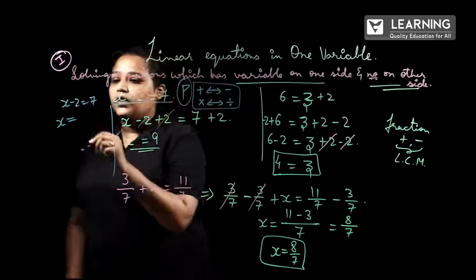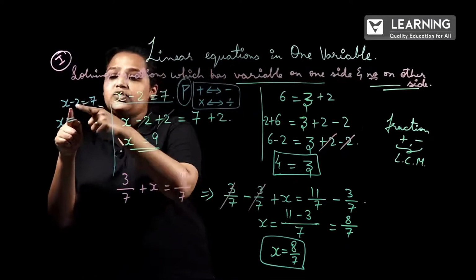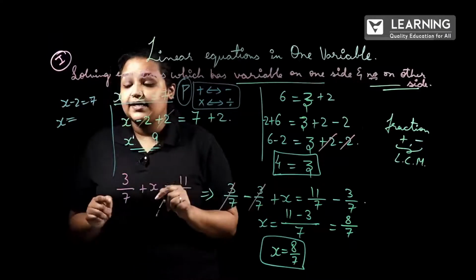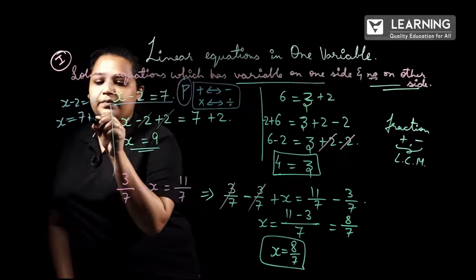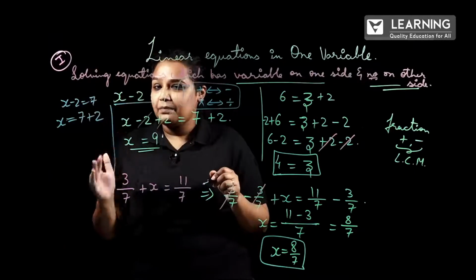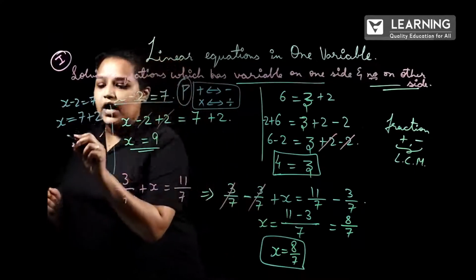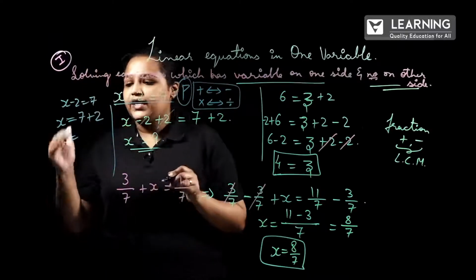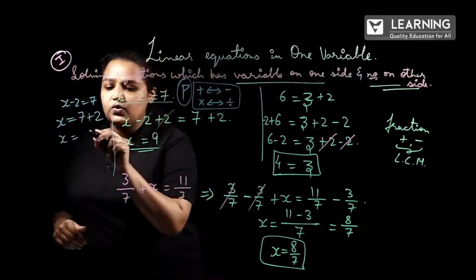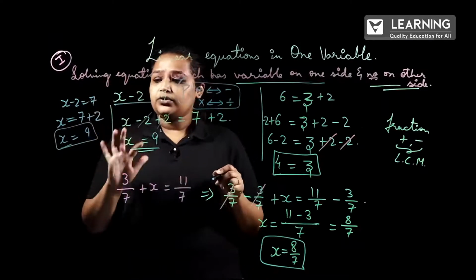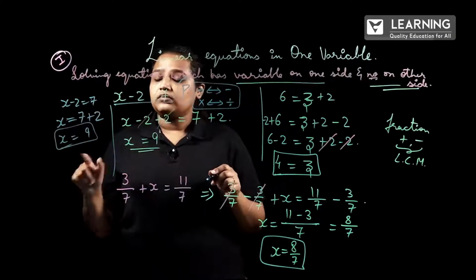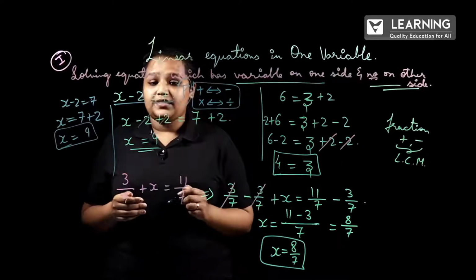Okay. So now, as I said, minus 2 when it is shifted to RHS, minus will become plus, correct? So 7 plus 2. This is a very simple way of solving this. Now, x will be equal to 7 plus 2, 9. Understood? So here, 2 steps. Here also, just in one step, you will get the answer.